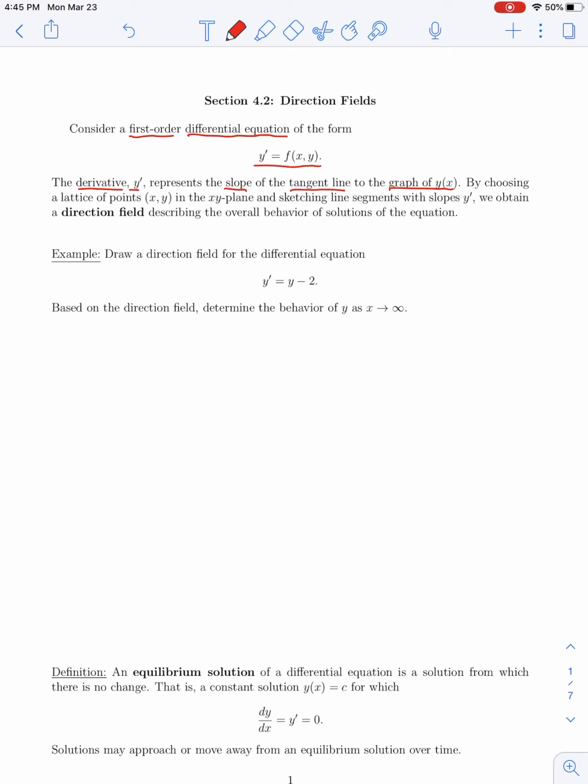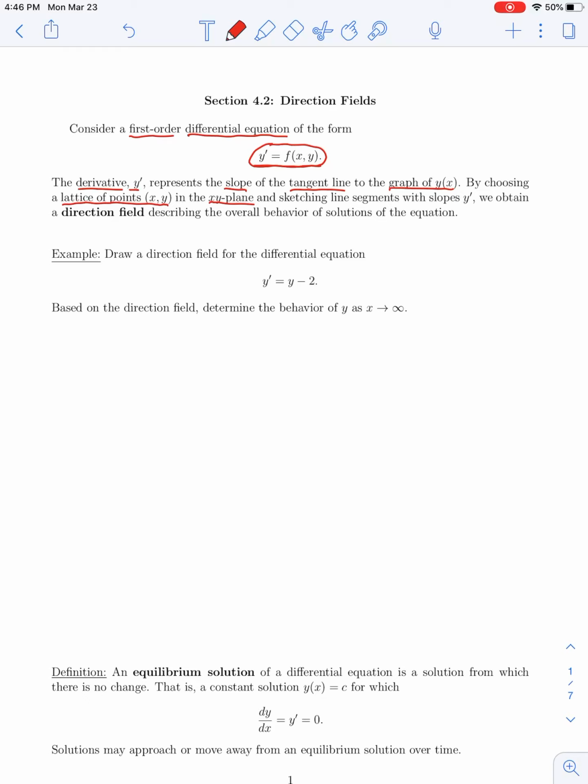So in order to get some information about how our solution y of x might behave, let's consider choosing a lattice of points, x y, in the xy plane. Now what I mean by a lattice of points is just a grid or collection of several points in the xy plane. And for any point x y, we can look back at our differential equation and plug that value for x y into this function f, which will tell us y prime, the slope of the tangent line to the graph of y at the point x y that we chose.